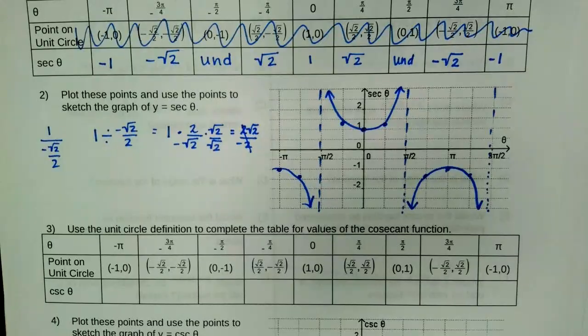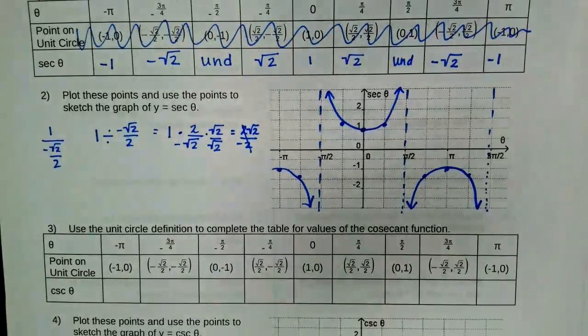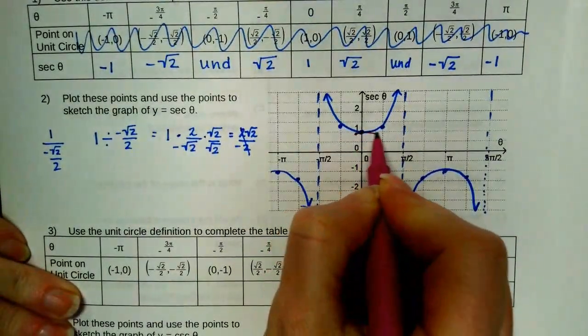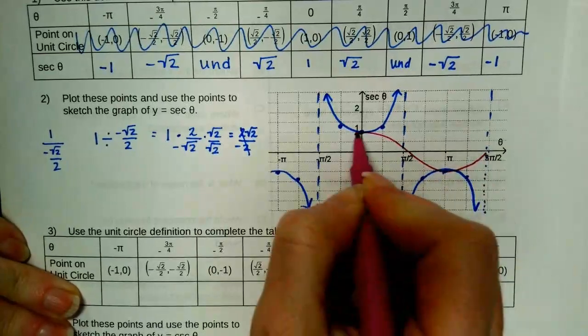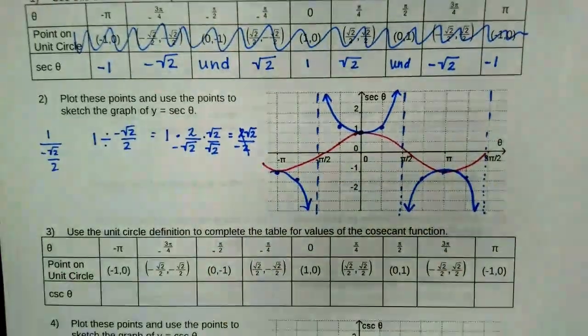So this is the graph for secant. Which one of the trig functions goes with secant? Yeah, cosine. So if you were to draw a cosine wave in here, it would look like this. It fits right in the middle.